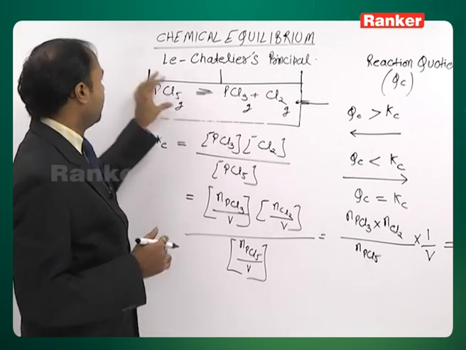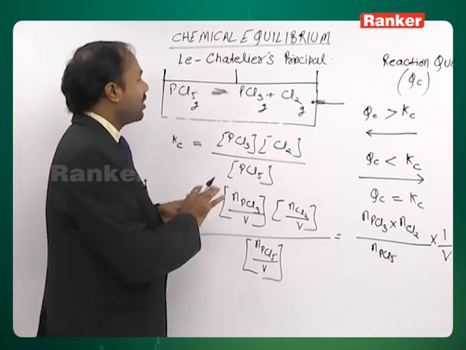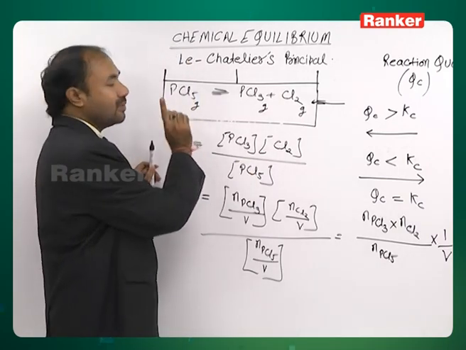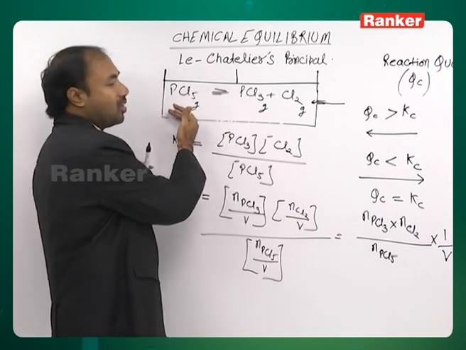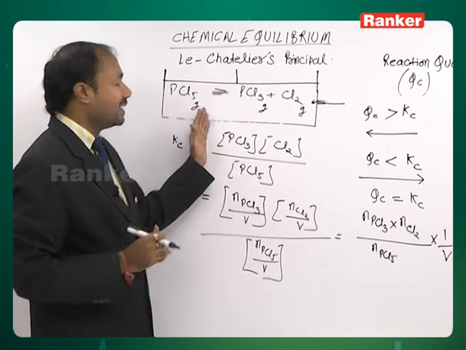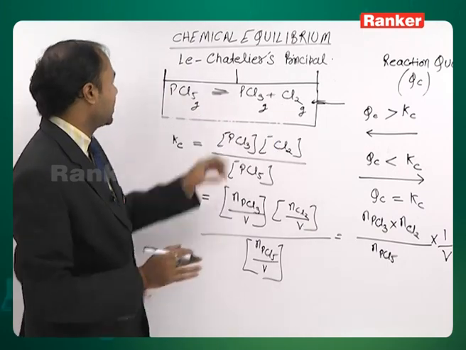Again we can check for this particular expression. If you see, the number of gaseous moles is more on the product side. On the reactant side we have only 1 mole. On the product side we have 2 gaseous moles. 1 reactant mole of gas is giving 2 product moles of gas here. So, the number of gaseous moles is increasing here. Right? Now, see how it happens.